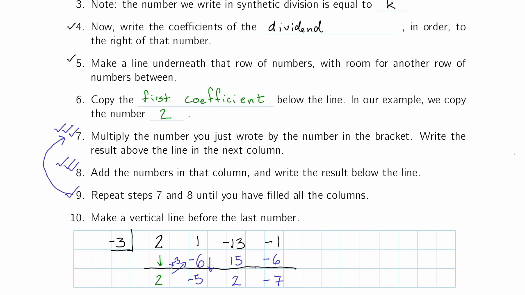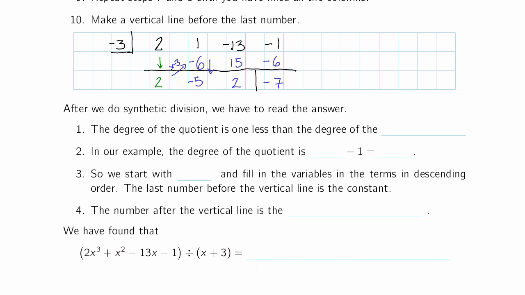It says the last thing we need to do is make a vertical line before the last number. Why are we doing that? Well, that's going to help us in our next step. After we've finished doing synthetic division, we have to read our answer. We need to figure out where the x's go in our answer, in particular. To do that, we use the fact that we're dividing by something with degree 1, so the degree of the quotient is going to be 1 less than the degree of the dividend.